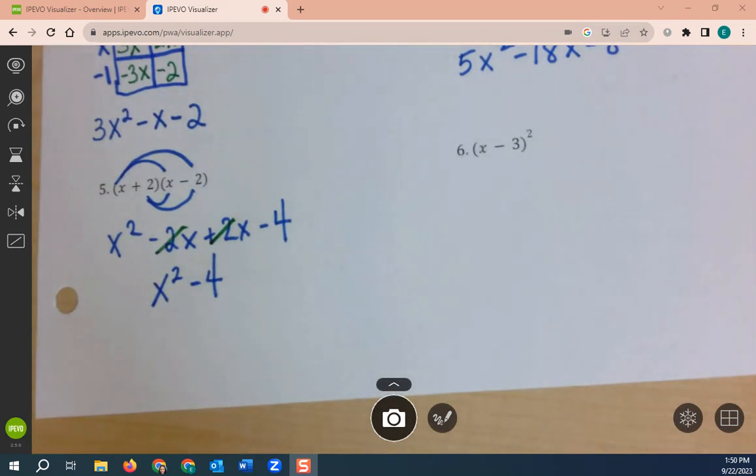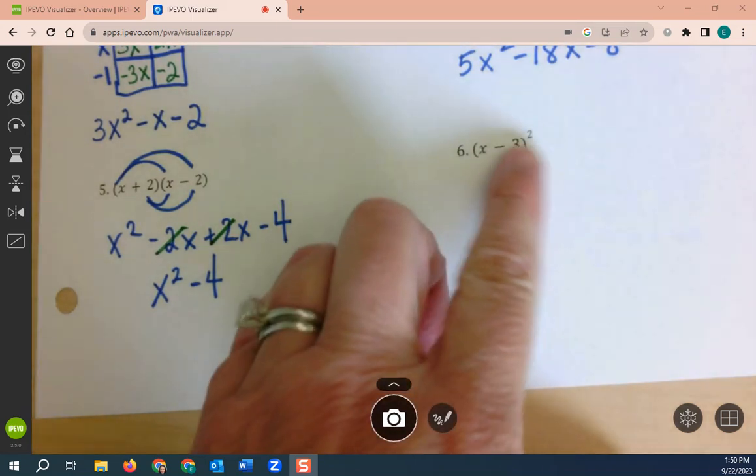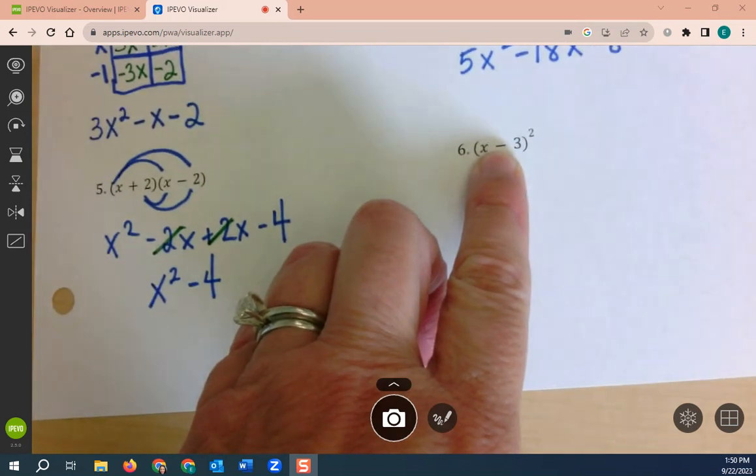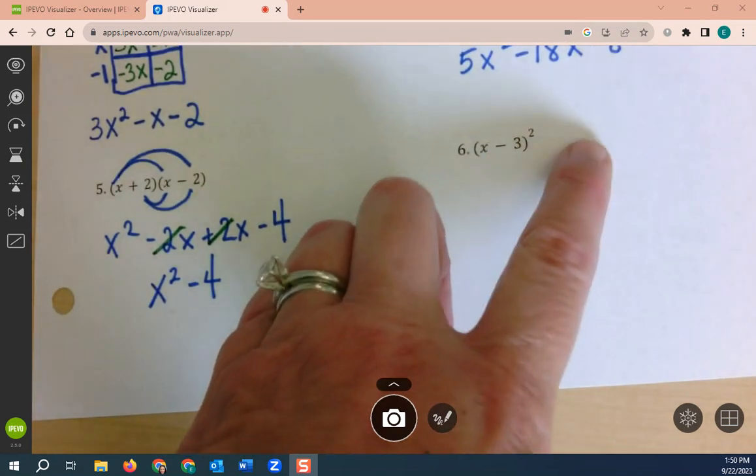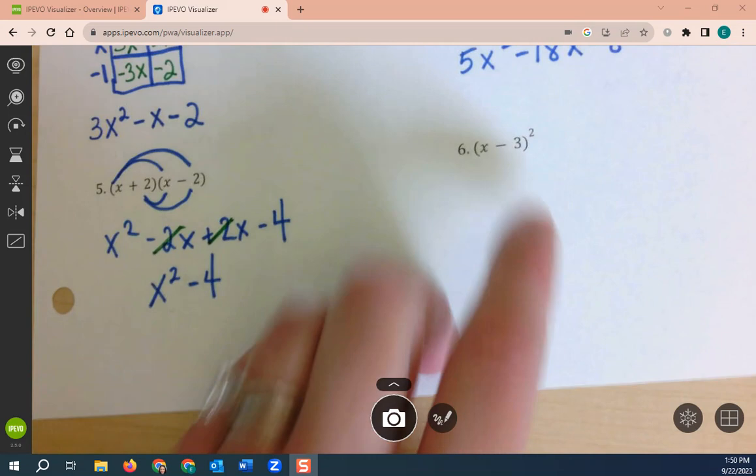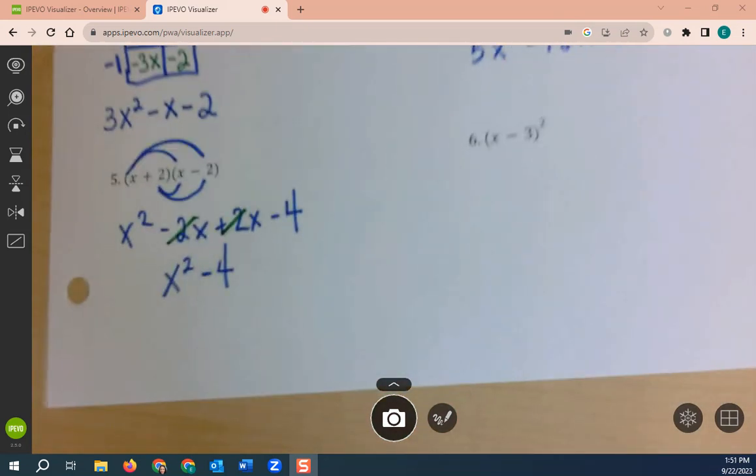All right. So the reason why x minus 3 squared is not x squared minus 9, and it's also not x squared plus 9, is because you cannot distribute a square when there's an addition or a subtraction here. So you can't just distribute that square. It doesn't work. Instead, what do we do?